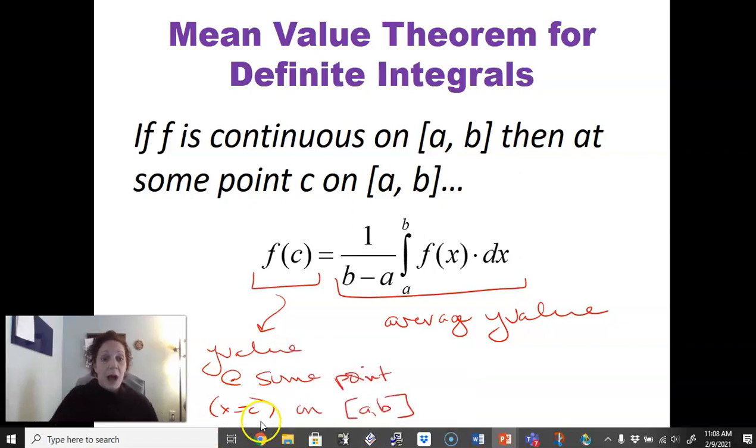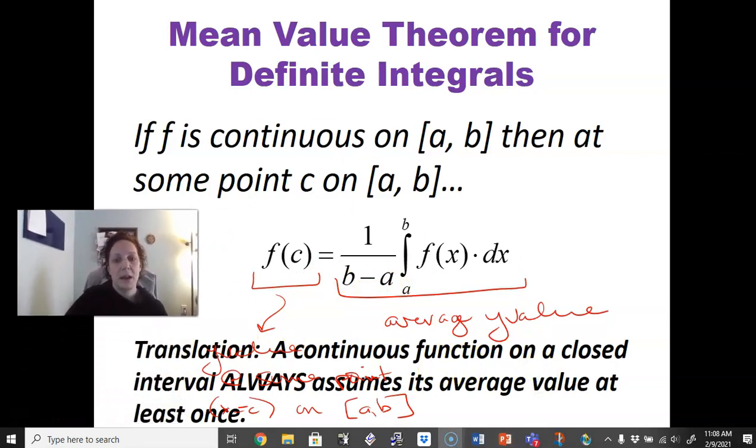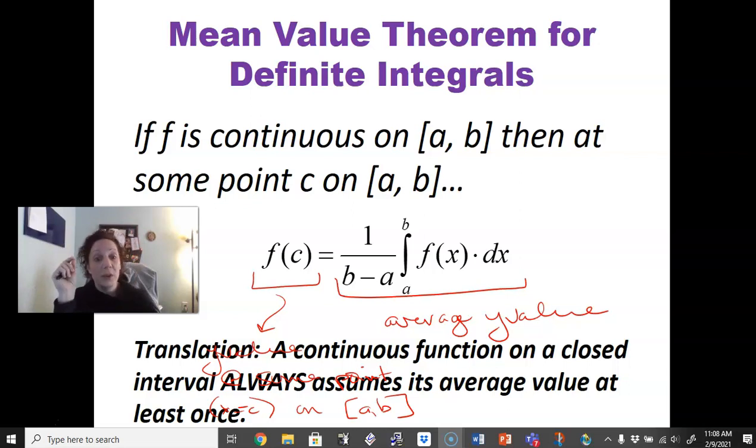Okay, so I want to show you some cool stuff that flushes out of this. Okay, oh, here's my little translation. Let me move my floating head again. Continuous function on a closed interval. Remember, that always has to be continuous on a closed interval, or you better not be using any of these theorems. Okay, always, always, always assumes its average value, and notice it says at least once.